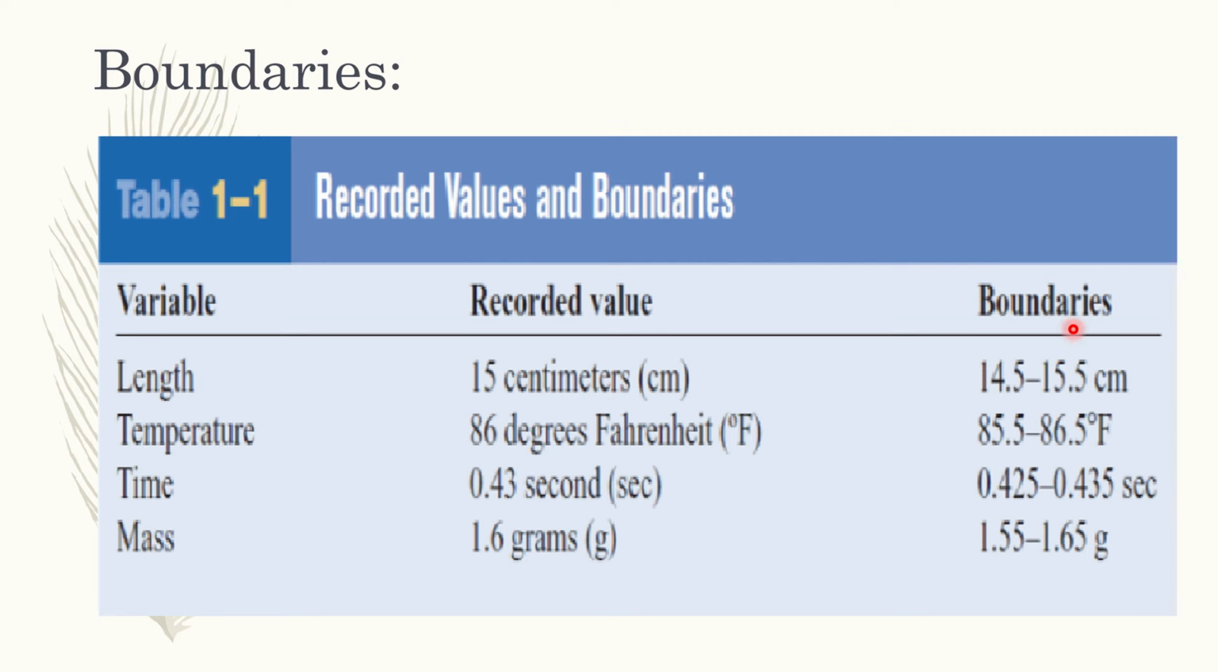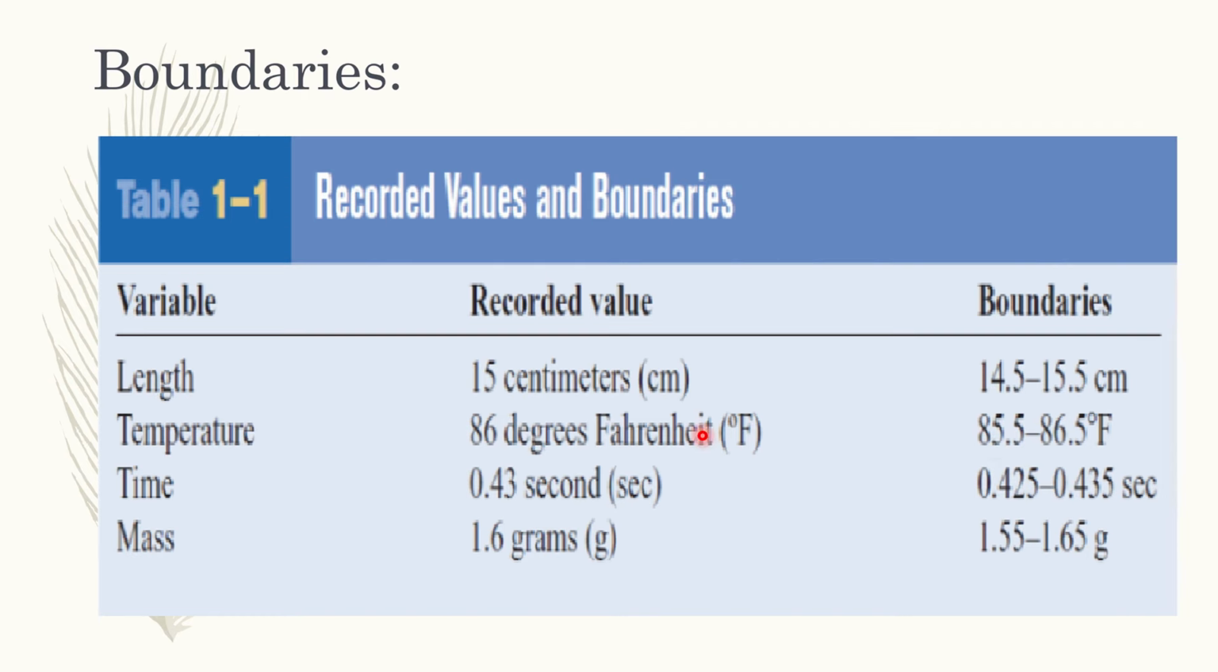How do we introduce boundaries? This is a whole number. In case of a whole number, we simply subtract 0.5 from it and add 0.5 to it. So 15 minus 0.5 is 14.5, whereas 15 plus 0.5 is 15.5 centimeters. The same thing for this one. It's also an integer, so you subtract 0.5 from it and add 0.5 to it.